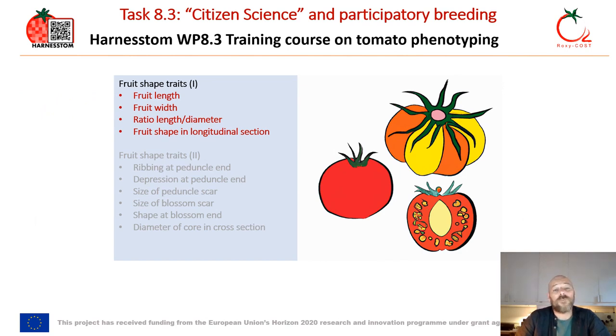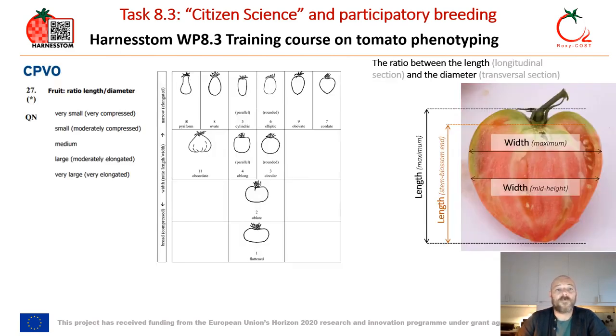In this first part of the presentation, we will take a look at the following traits: fruit length, fruit width, the ratio between the length and the width, and the fruit shape in longitudinal section. The length, the diameter and the ratio are crucial traits that determine the external shape of the tomato fruit. In fact, we can consider that all the fruit shape categories are the result of different length to diameter ratios.